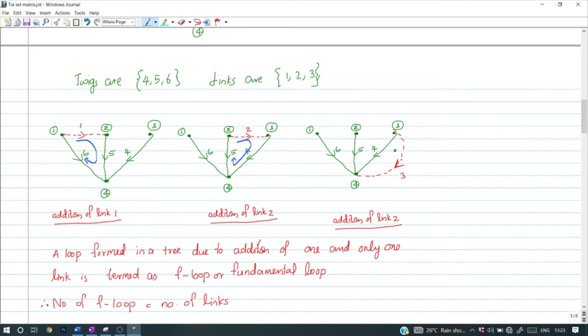Similarly, addition of the third link creates another loop, which also belongs to the fundamental loops. So addition of each link creates a single fundamental loop. A loop formed in a tree due to the addition of one and only one link is termed a fundamental loop or F-loop. So the number of fundamental loops is equal to the number of links.